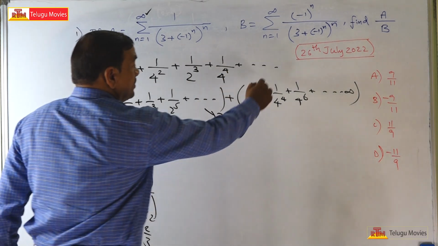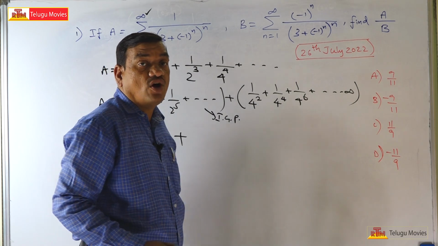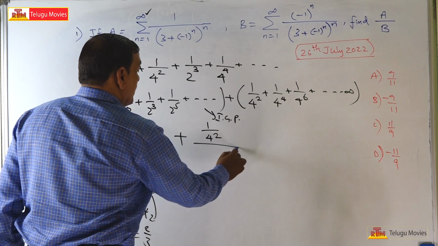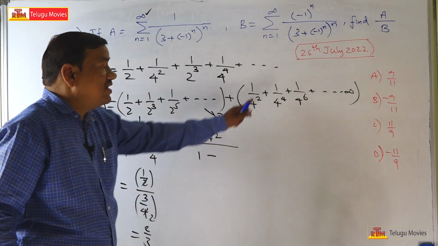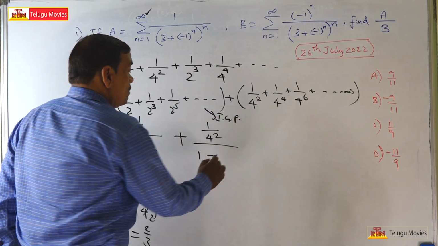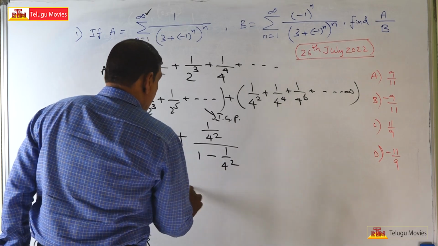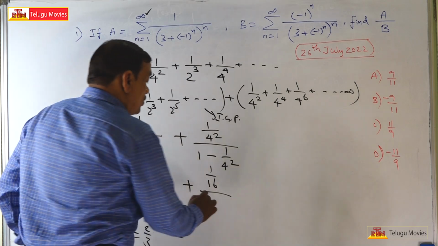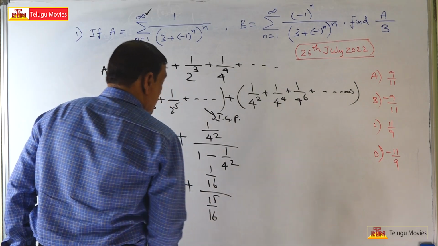Now coming to here, this is also an infinite geometric progression with the first term 1 by 4 square, divided by 1 minus the common ratio, which is 1 by 4 square. This is equal to 1 by 16 upon 1 by 16, that is equal to 15 by 16.